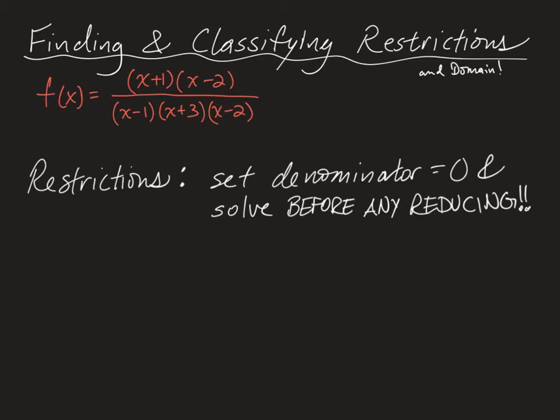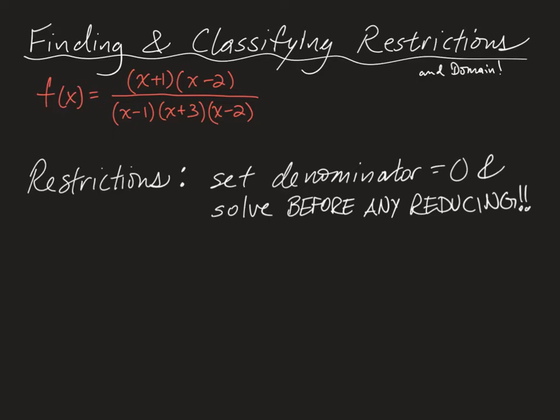It makes graphing and finding intercepts and finding restrictions so much easier. Speaking of restrictions, in order to find the restrictions, you need to set the denominator equal to 0 and solve before any reducing. You may have noticed there's an x minus 2 factor in the numerator and denominator, and we will reduce those before long, but you can't do it before you find the restrictions.